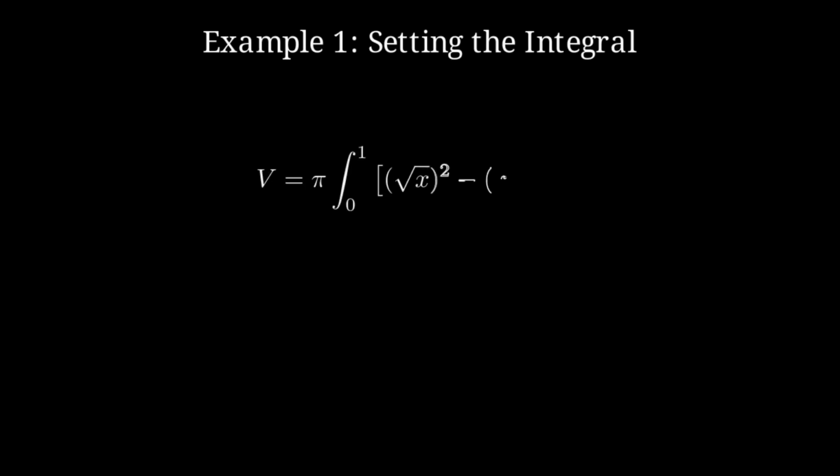Now we plug these into our formula. Our integral goes from 0 to 1. We square the outer radius, square root of x, to get x. Then we square the inner radius, x squared, to get x to the fourth power. The expression inside our integral is now simplified and ready for evaluation.